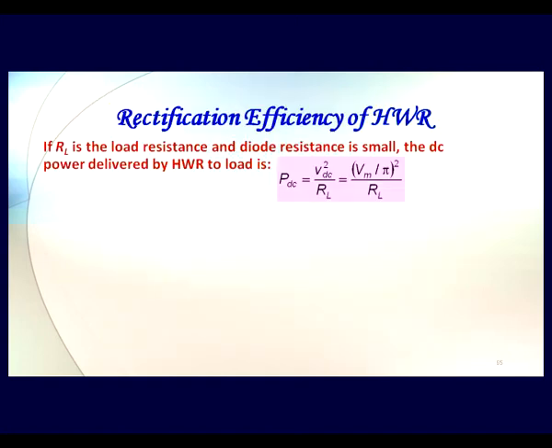Now, how good is the rectification efficiency of our circuit? If RL is the load resistance and diode resistance is very small and negligible, the DC power delivered by our half wave rectifier will be PDC equal to VDC square upon RL, which is nothing but (Vm by pi) square by RL.